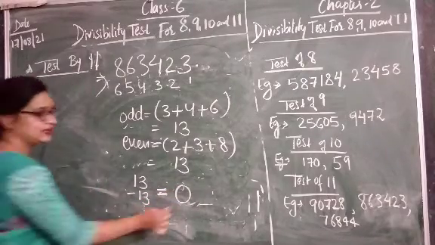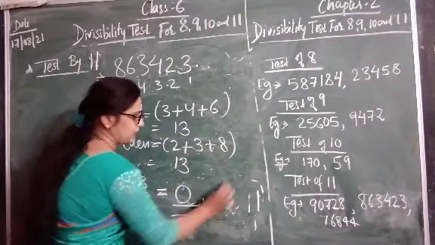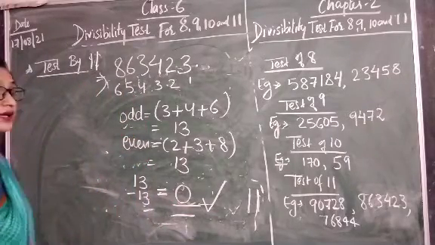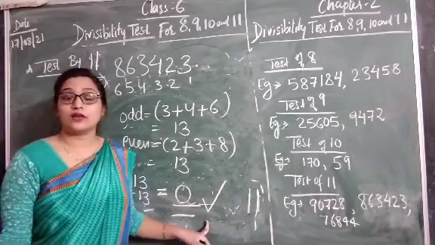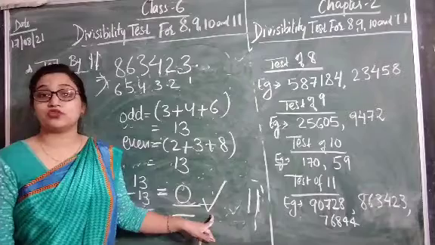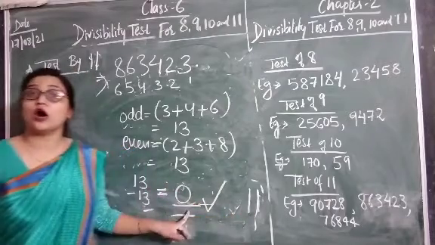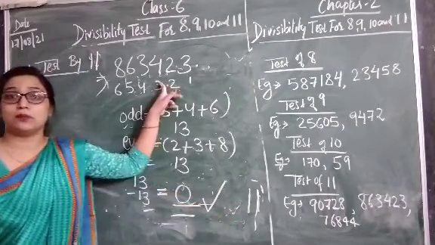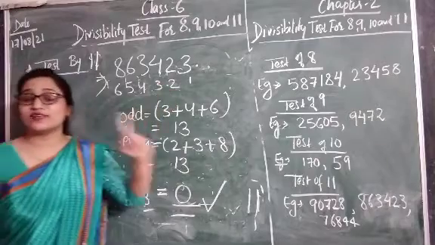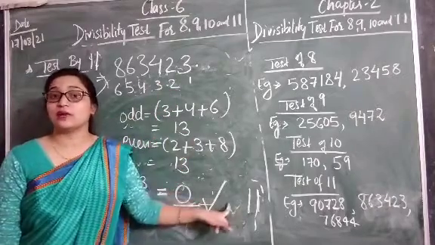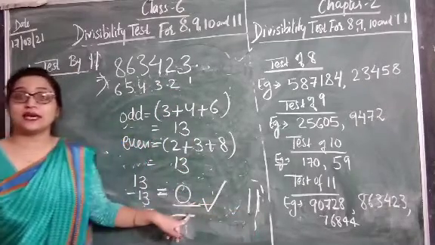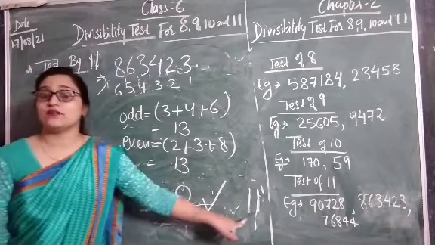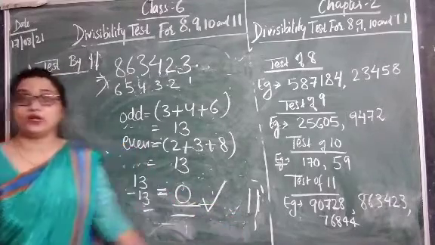What are we getting here? 0. That means it is divisible by 11, because the condition is that the number we get should be divisible by 11, or if it is 0, then also the given number is divisible by 11. In the first example we saw the number is divisible by 11. In the second example we are getting 0, that means it is also divisible by 11.